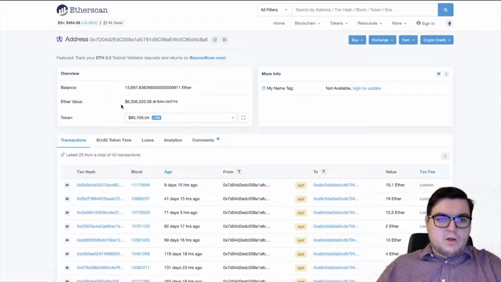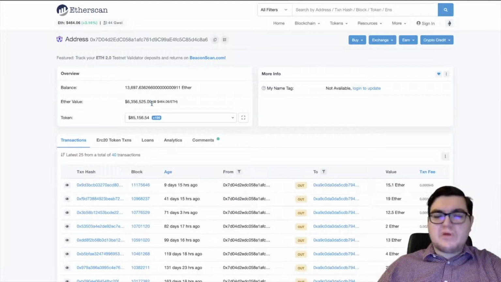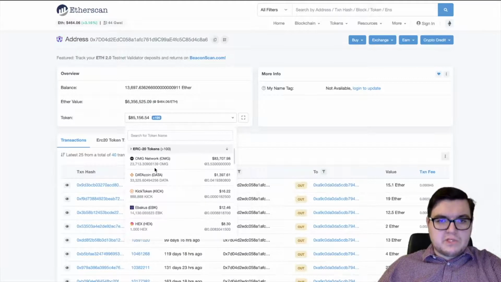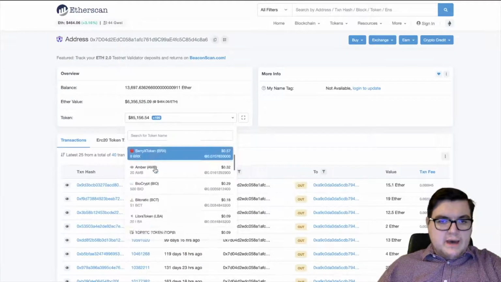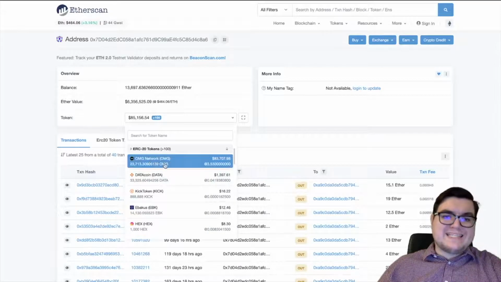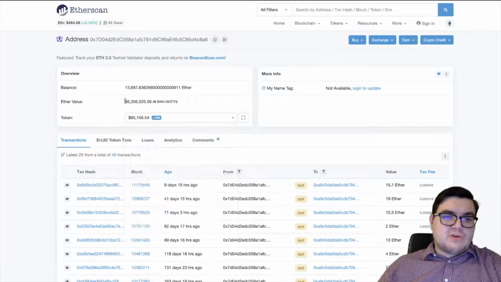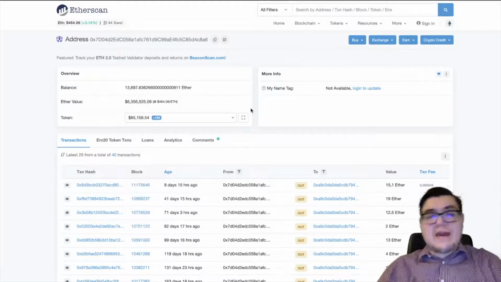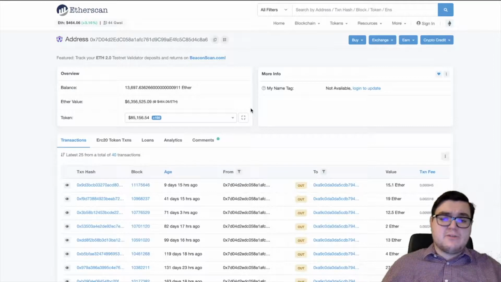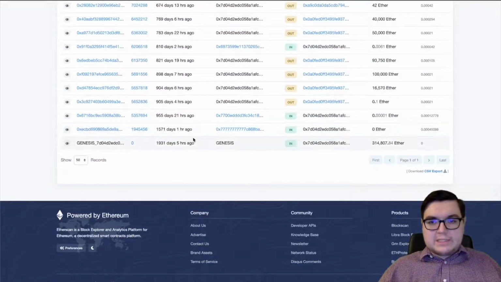So this Genesis wallet, when we go back, it has a balance of 13,700 Ethereum with a total Ethereum value of 6.3 million. And if we go into the tokens, we see a lot of these tokens. However, most of them you don't have to worry about. The only one that makes a difference is OMG Network with 83,000. However, that's still pretty small compared to what's going on. So maybe they have more wallets with more tokens on those other wallets. Like this wallet has no tokens. It's literally just Ethereum. And if we go down to the bottom, we see Genesis right there.